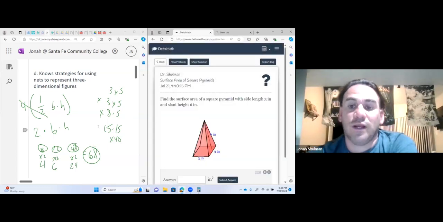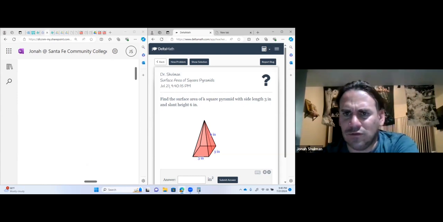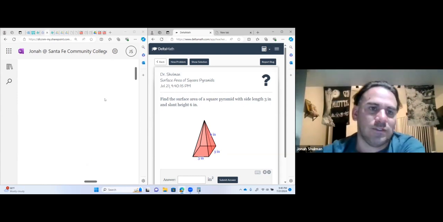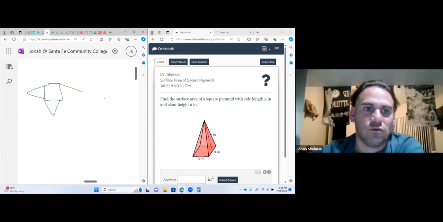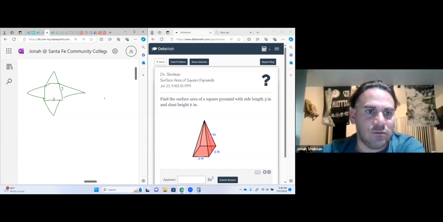Here's surface area of a square one. Find the surface area of a square pyramid with side length 3 and a slant height. So that's a square. The square is just 3 by 3, so the middle is 9.